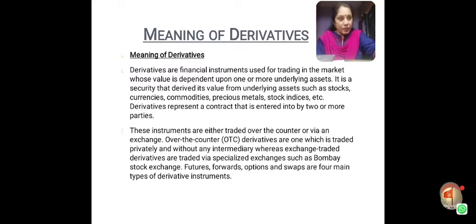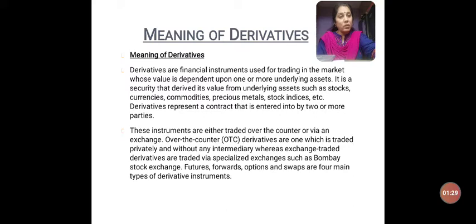So what do derivatives mean? They are nothing but financial instruments that derive their value from underlying assets. What are those underlying assets? They can be commodities, stocks, currencies, metals, etc. And derivatives represent a contract. Since derivatives are traded, there have to be two or more parties, a minimum of two, one a buyer and one a seller. So a derivative represents a contract entered into by two or more parties.